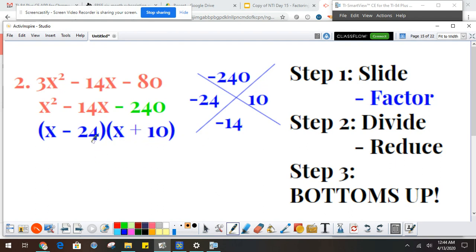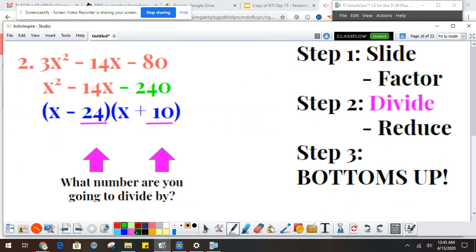Remember, this is not the answer to the question. It's the answer to this second row, which was not my actual question. My actual question started with a 3 that I slid to the end. Now I'm going to move to the divide step and get that 3 back out of there. To get the 3 out, the same 3 that I just slid, I'm going to divide on both sides.